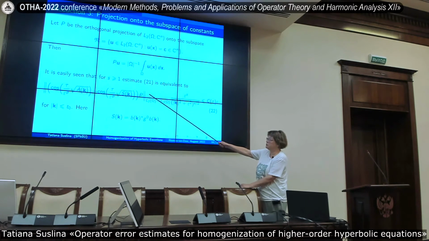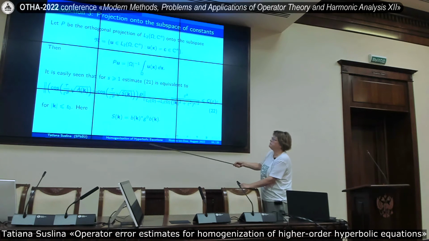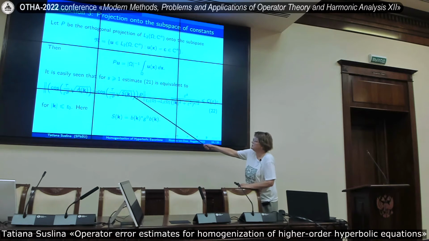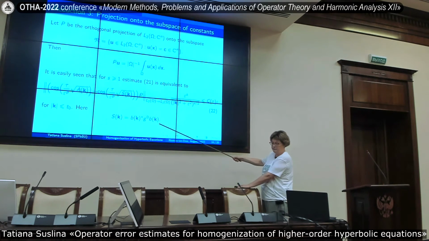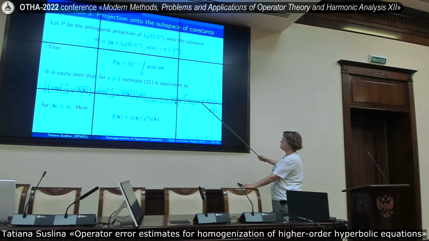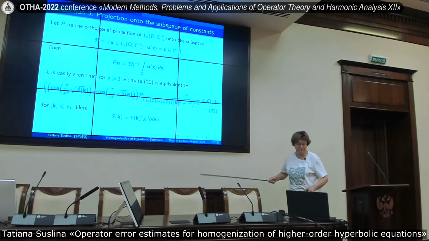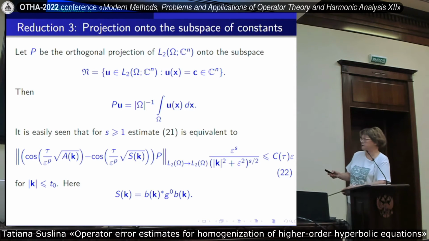If we have projection onto constants, then the operators with constant coefficients act simply as multiplication by their symbols. So before we have here A naught of k, a differential operator, and now S of k, it's the symbol of the effective operator. Here we have the smoothing operator, and now it turns simply into this smoothing factor, depending on epsilon and k. So this is the last reduction.